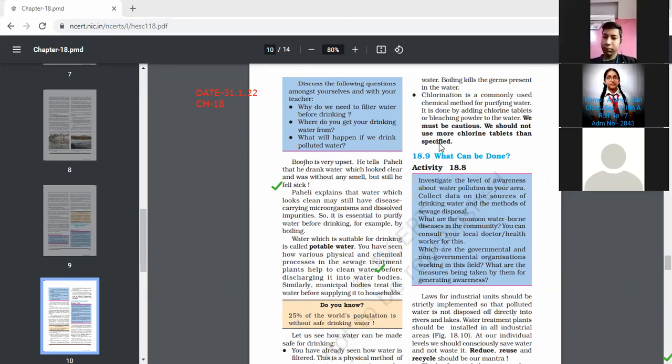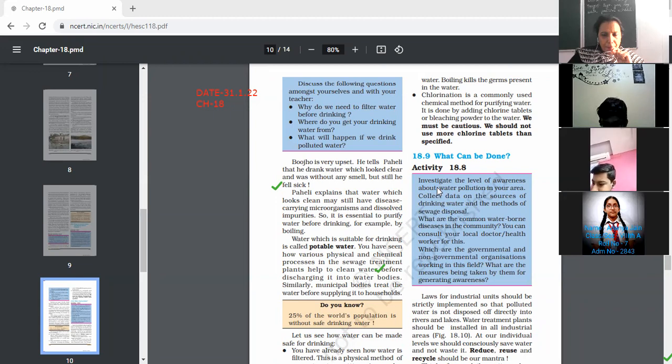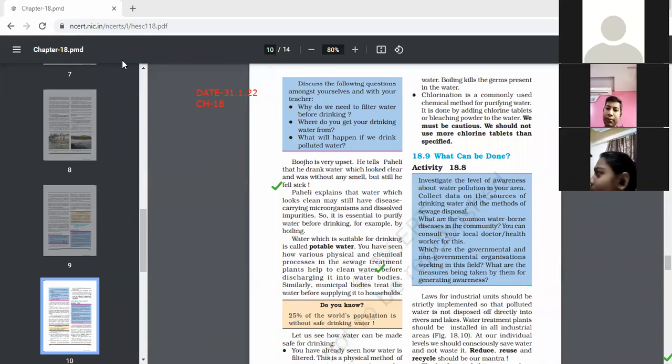Yes, Saksham Tiwari. Ansh Tomar, Ananya Prasad, Saksham Vasanwal, Simarjeet, Ananya Kahra. Ma'am, the water which looks clean may still have disease-carrying microorganisms and dissolved impurities. So it is important to purify the water for drinking. Okay, good. So water appears clean, but exactly it's not. It contains many impurities. So that's why we need to filter. Okay. Answer of the second question.